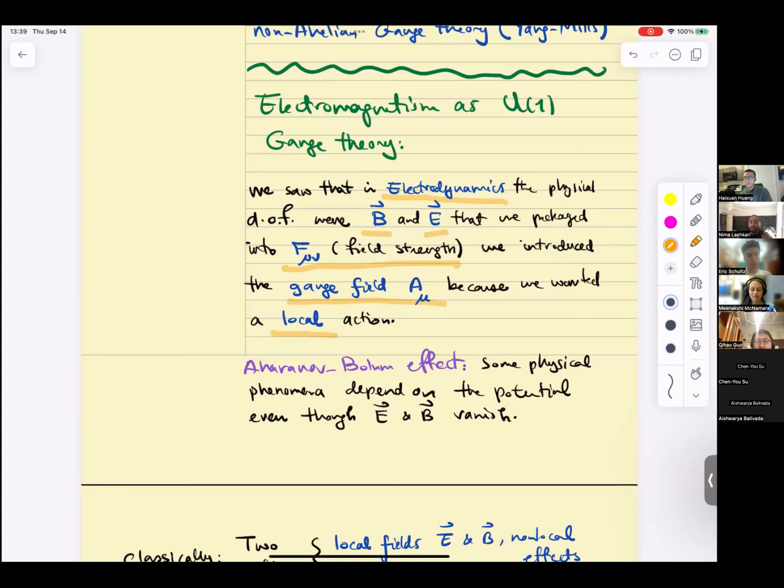And I said that we do this because we insist on a local action. The physics is described by F mu nu, the electric and magnetic fields, and there's no physics associated with the potentials. It's a redundancy that we use to insist on locality. That was originally my plan for the message of the whole course, but I decided it's time to give you a little bit of a modern perspective. That is a little bit more nuanced.